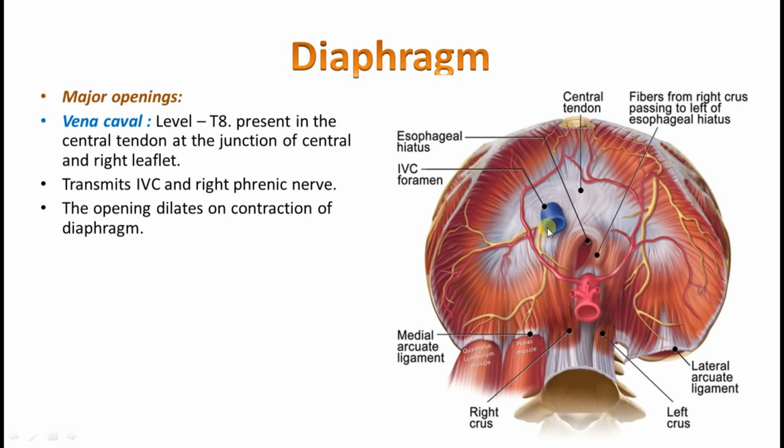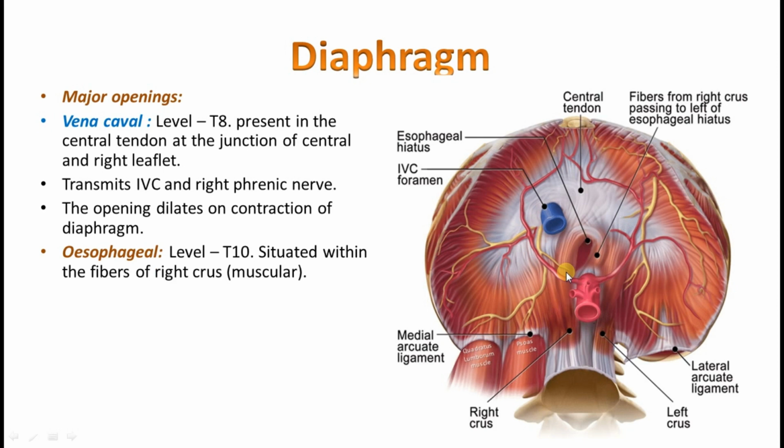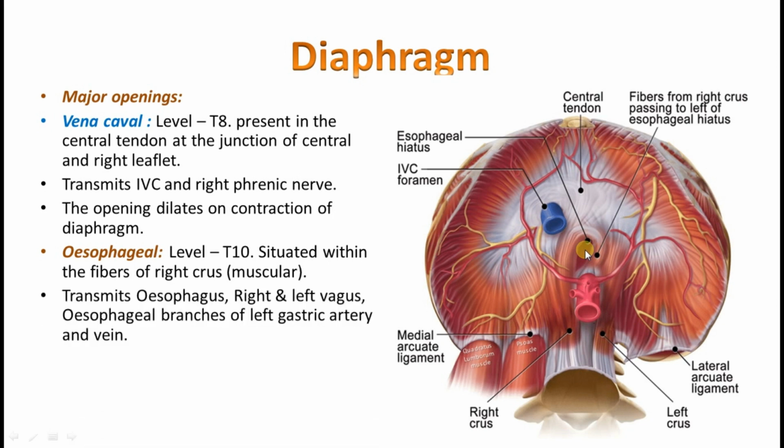The next major opening is the esophageal opening, present at the level of T10, the 10th thoracic vertebra. It is between the splitting of the fibers of the right crus. While the vena cava opening is tendinous, this is a muscular opening. It transmits the esophagus, the right and left vagal trunks, and the esophageal branches of the left gastric artery. These are the structures which pass through the esophageal opening.